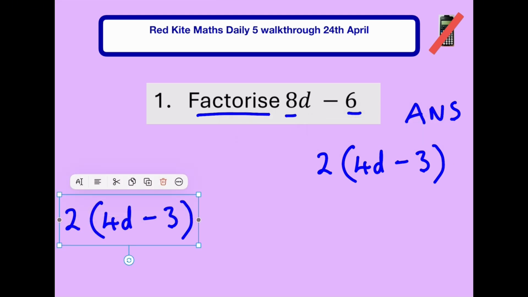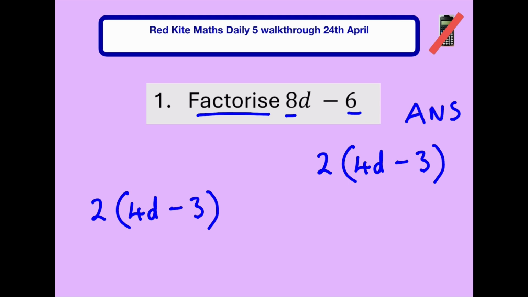So let's paste it down there and expand it back out to prove we've factorised. 2 times 4d is 8d. And then 2 times minus 3 is minus 6. So we're done. It works. And this is our answer here.